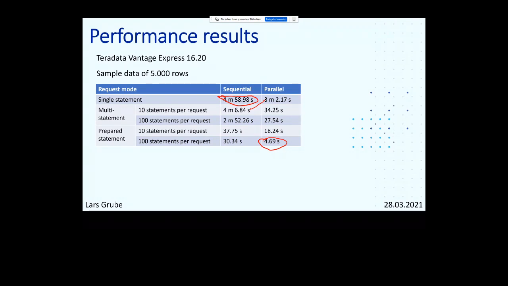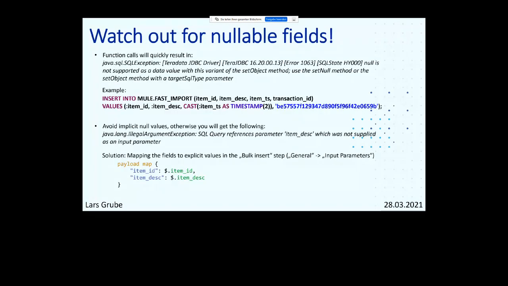All right, now that we have seen this performance comparison and what difference the package size, the request mode and also the kind of for each scope makes, there is one specific thing I also want to mention before we switch over to my live demo, and this is about nullable fields.